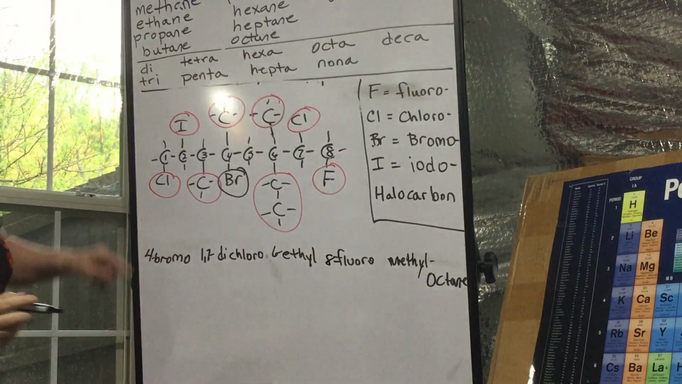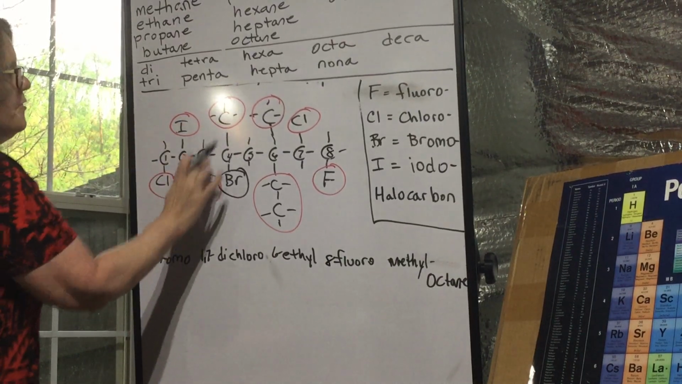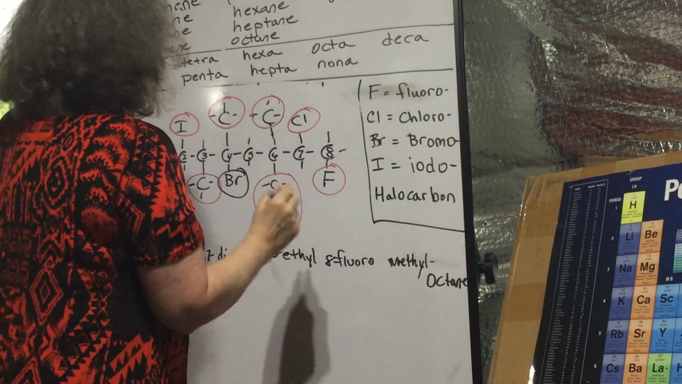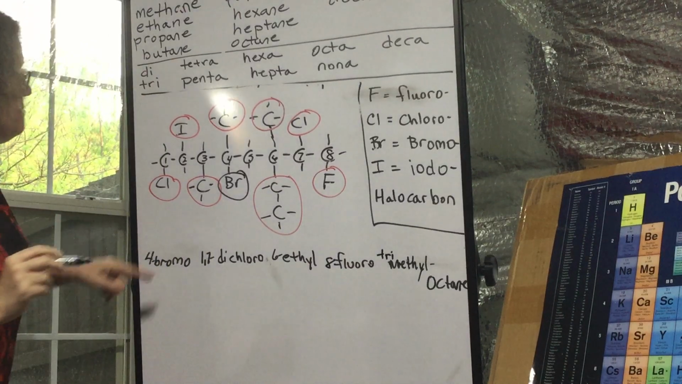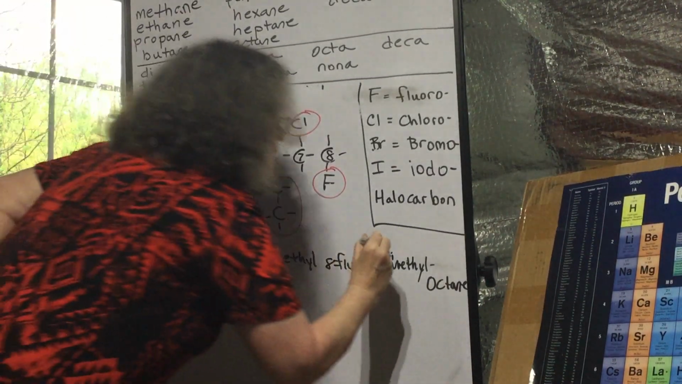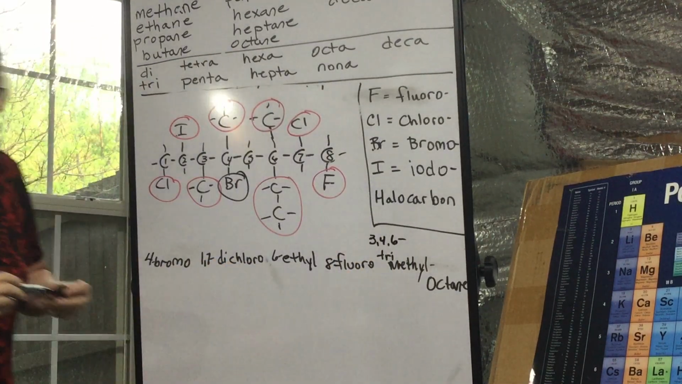How many methyls do we have? Here a methyl, there a methyl, everywhere a methyl. We have methyl, methyl, methyl. So we have trimethyl. And where are they all located? 3, 4, 6. So it would be 3,4,6-trimethyloctane.